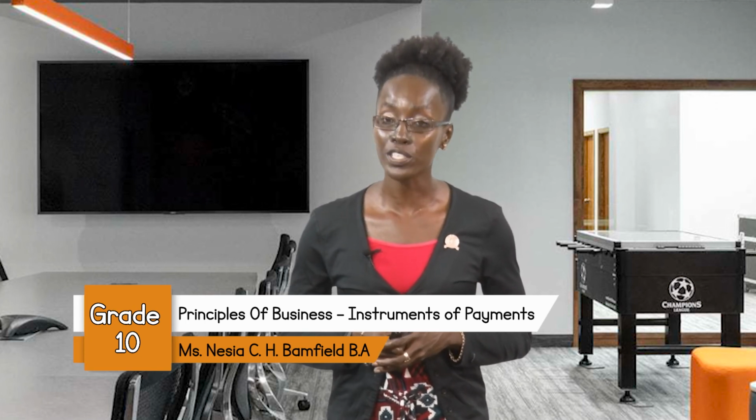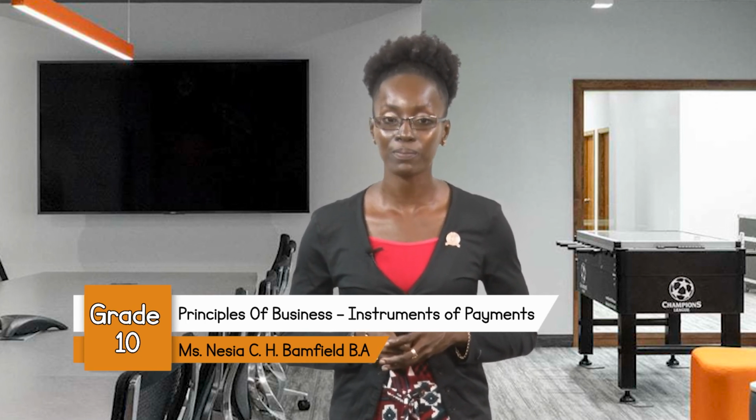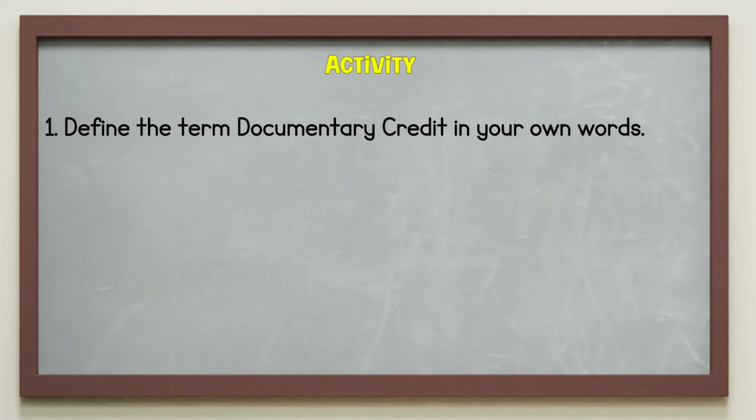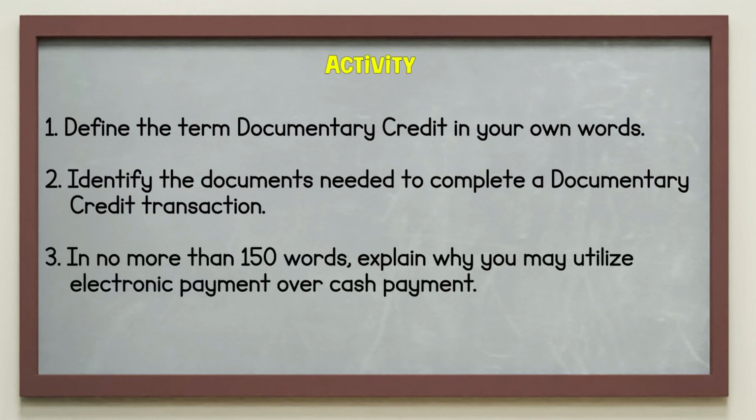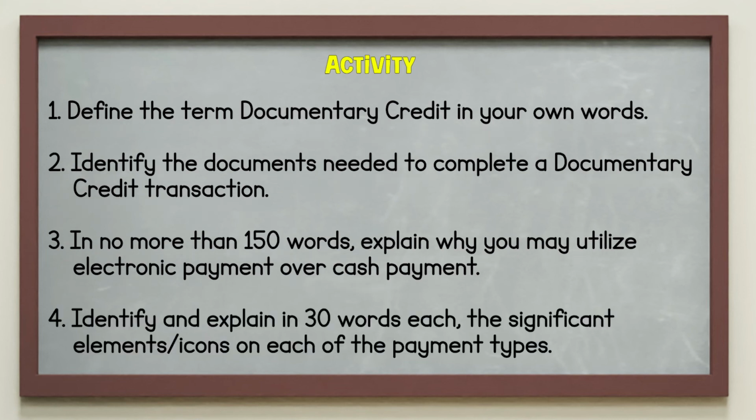Here are 4 questions to be answered in your notebooks. Number 1, define the term documentary credit in your own words. Number 2, identify the documents needed to complete a documentary credit transaction. 3, in no more than 150 words, explain why you may utilize electronic payment over cash payment. And number 4, identify and explain in 30 words each the significant elements or icons on each of the payment types.